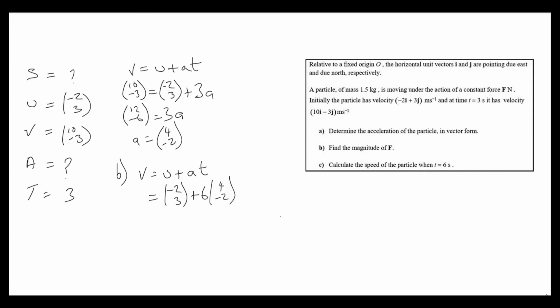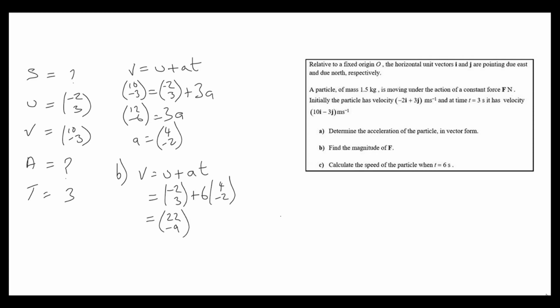So the components would work out individually. The horizontal component, the i component, -2 plus 6 times 4. For the j component, it will be 3 plus 6 times -2. That gives us a velocity vector of 22 with -9.